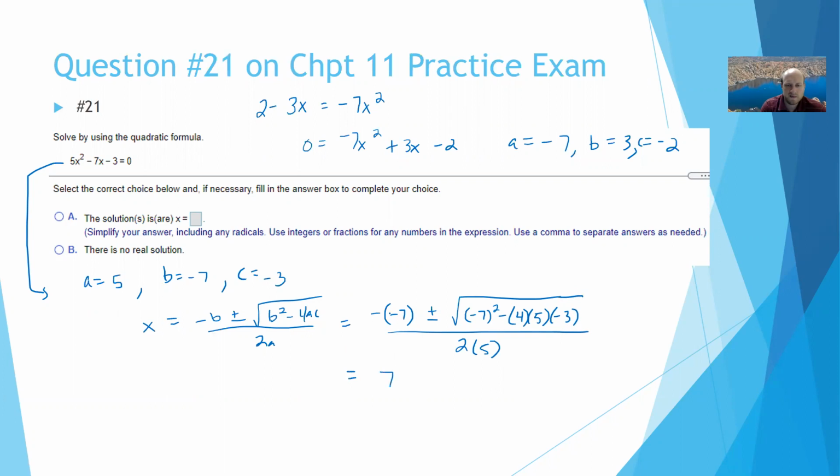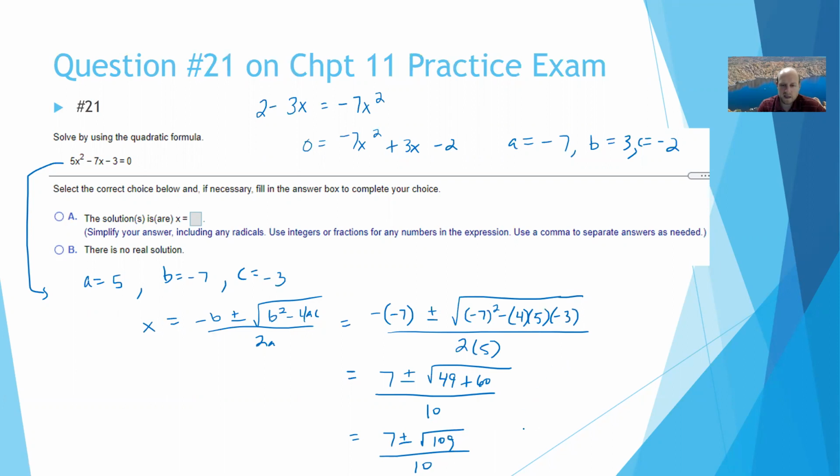So I have a negative and a negative, which is a positive. So 7 plus or minus, negative 7 squared is 49. And then I have 4 times 5 times 3, which is 60, but I have 2 negatives, so that gives me a positive 60. And then 2 times 5 is 10. I just keep going from there. 49 plus 60 is 109. That's not a very nice number. That doesn't give us a perfect square or anything.